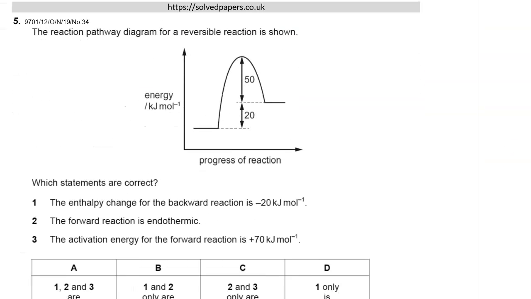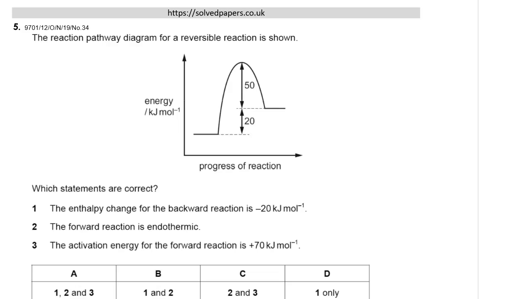Number 5. The reaction pathway diagram for a reversible reaction is shown. Okay, we have energy there, progress of reaction. The reactants have got lower energy compared to the products. So basically this is an endothermic reaction. Which statements are correct?